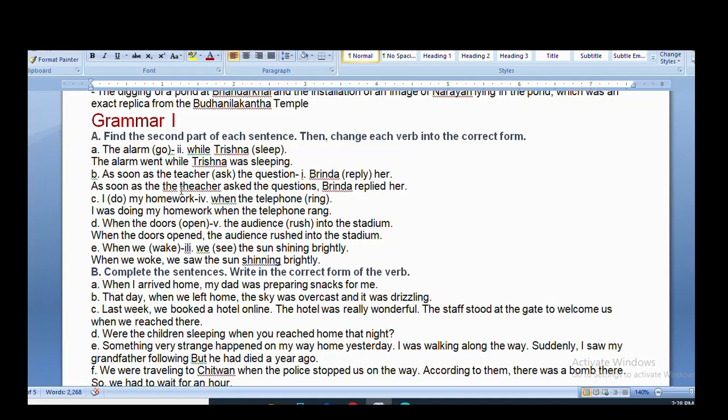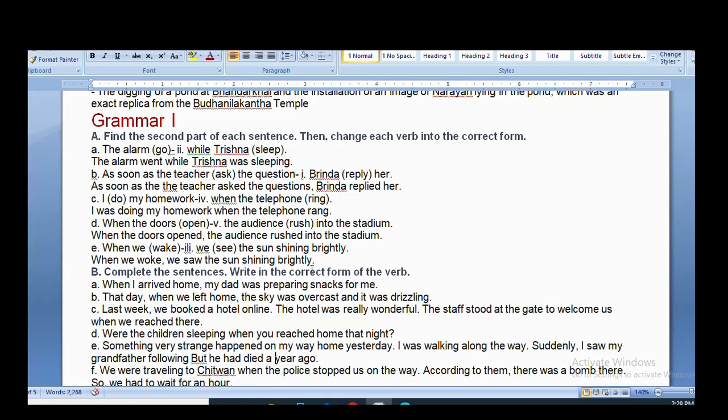Number B, as soon as the teacher asked the question, Brinda replied. Number C, I was doing my homework when the telephone rang. When the doors opened, the audience rushed into the stadium. Number E, when we woke up, we saw the sun shining brightly.